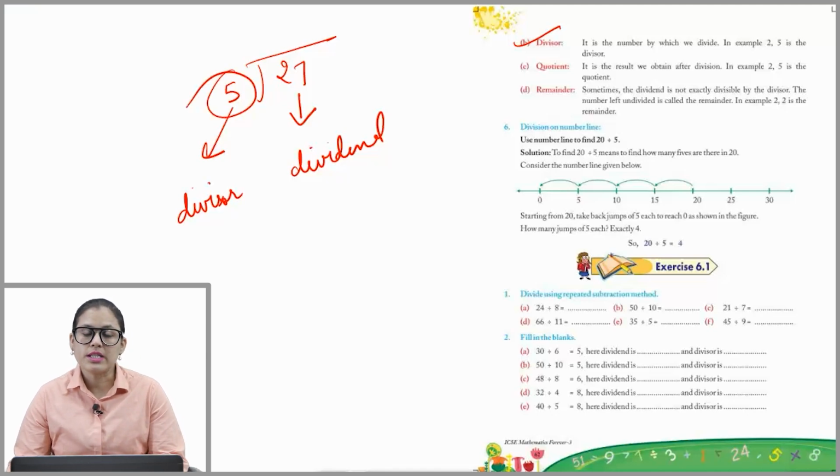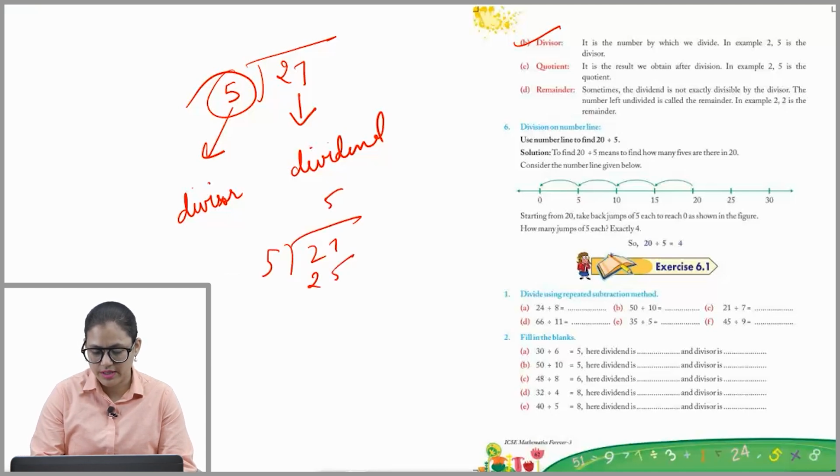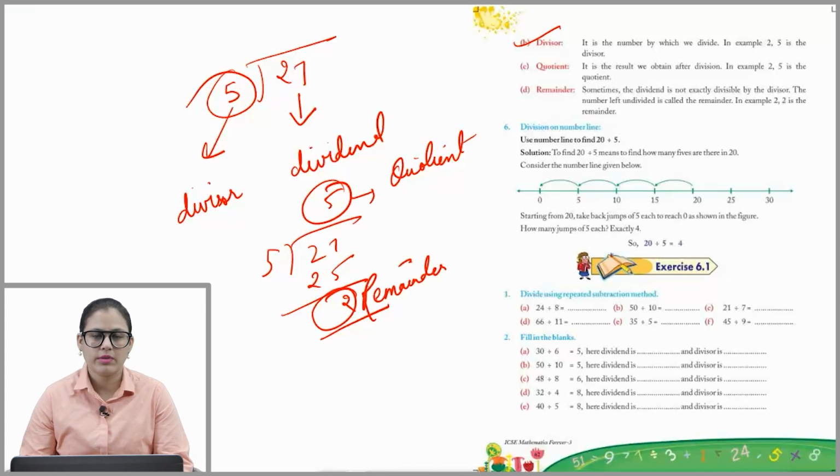See, quotient, it is the result we obtain after division. In example 2, 5 is the quotient. And the remainder: sometimes the dividend is not exactly divisible by the divisor. The number left undivided is called the remainder. In example 2, 2 is the remainder. See, in this example, 2 5s are 25 and 2. See, this is the quotient, okay, and this is the remainder. So 4 terms are used in case of division.